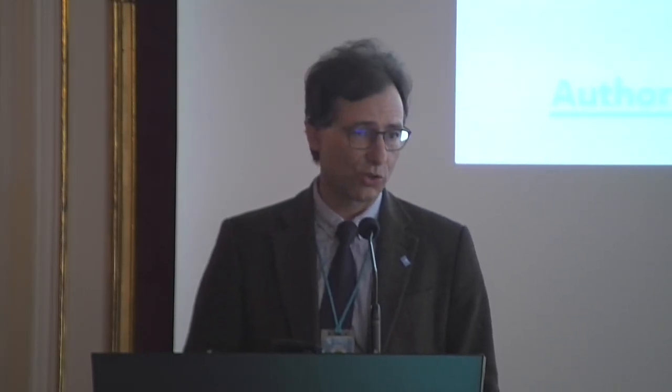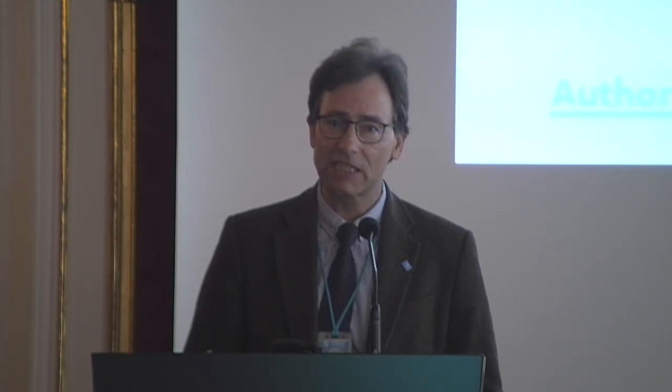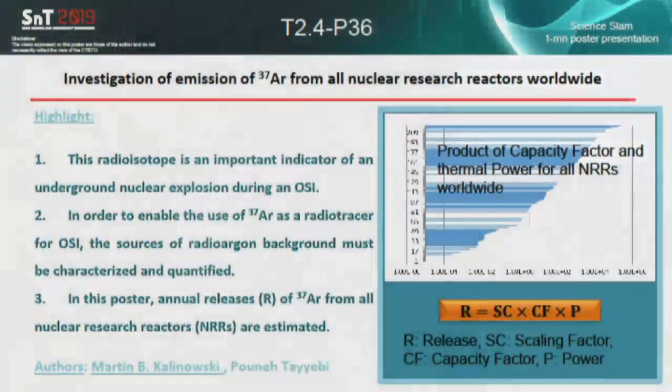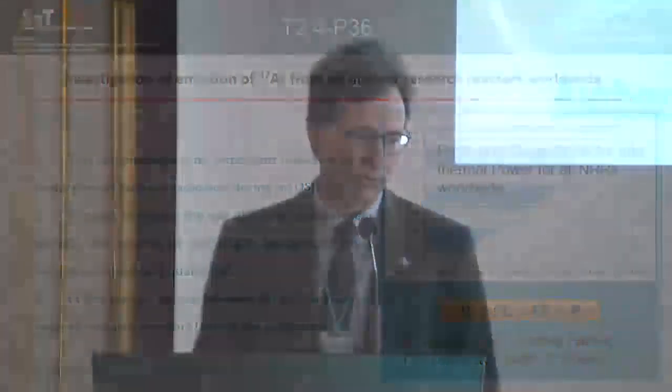It is not a small source or a small likelihood of being released, because whenever ambient air gets irradiated by neutrons, argon-37 is produced. This is more likely to be released from a research reactor than from a nuclear power plant. So it's interesting to have an estimate of the global source of this isotope from all the more than 200 nuclear research reactors. Thank you.